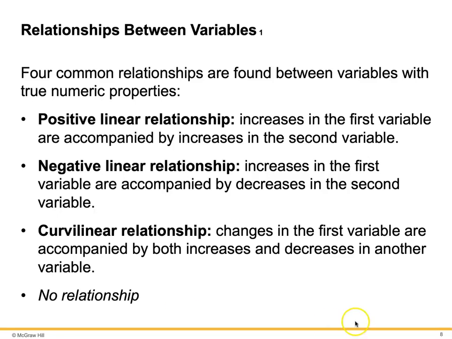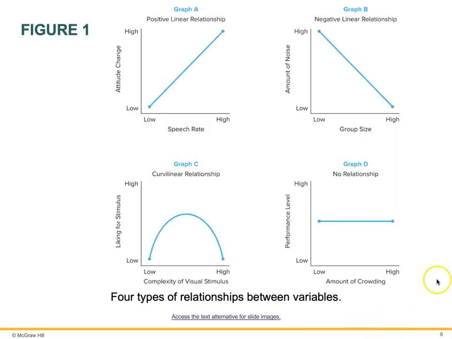Okay, and then obviously there's no relationship. And this can be seen by this chart here. So when we look at graph A, it's looking at a positive linear relationship, and it's attitude change and speech rate, right? So as attitude goes up, speech rate goes up. And you can see it's a positive relationship.